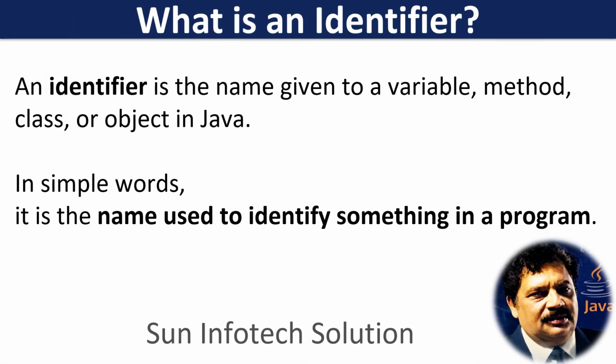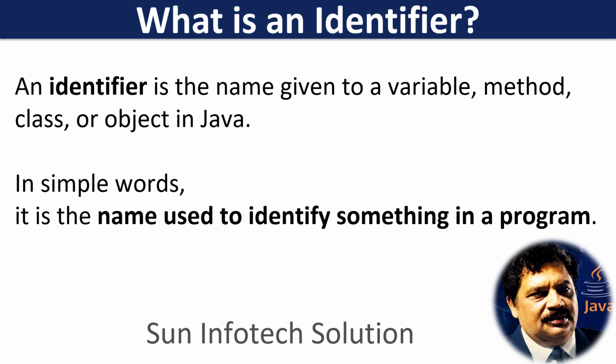So let us discuss what is an identifier. An identifier is the name given to a variable, method, class or object in Java. Or you can say that identifier is the name given to the various parts of the program. In the program, you write class, then class name. So class, what is the name of the class? That is also an identifier. What is the name of the function which you are using in your program? That is also an identifier.